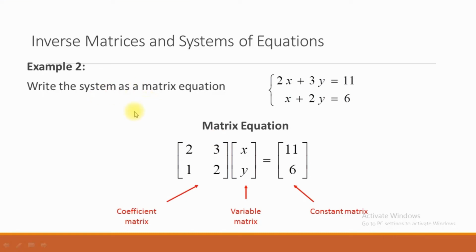Now let's move on to another example. Suppose we have a system of equations, and there are two equations, 2x plus 3y is equal to 11 and x plus 2y is equal to 6. To find the solution of this system by using the inverse matrix, first of all, write this system in matrix form: 2 3 1 and 2. This is the coefficient matrix, and the variable matrix has the variables x and y, and the constant matrix has the elements 11 and 6.